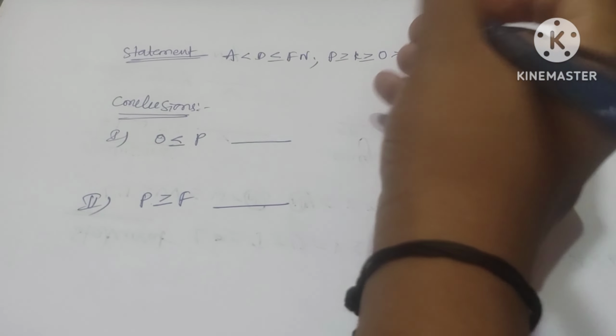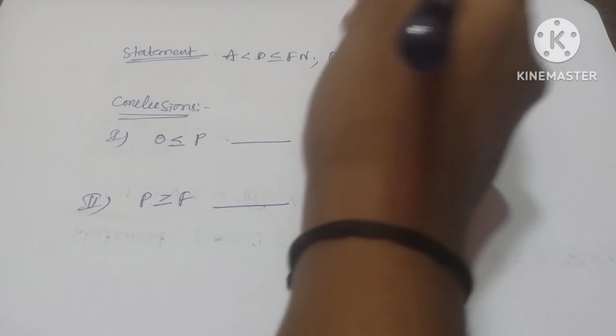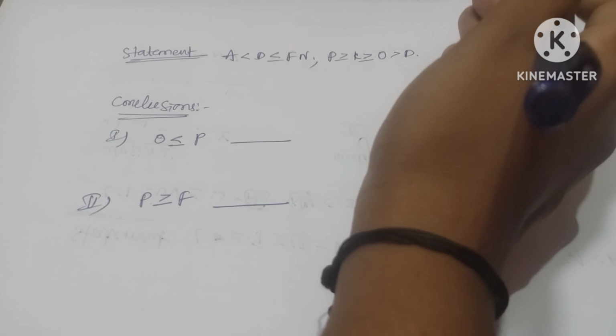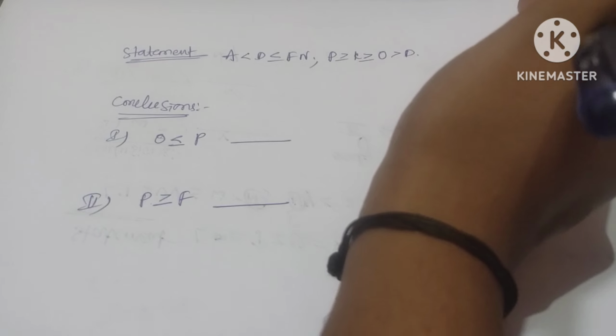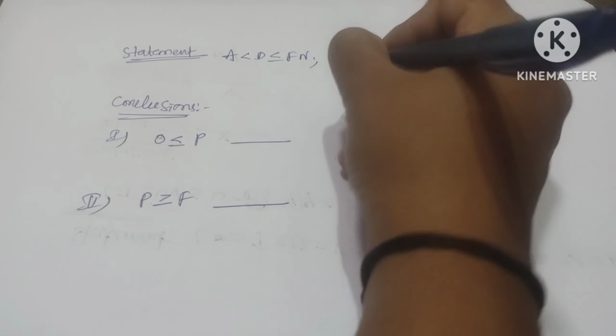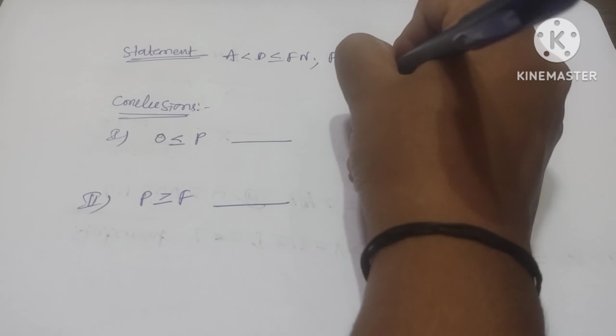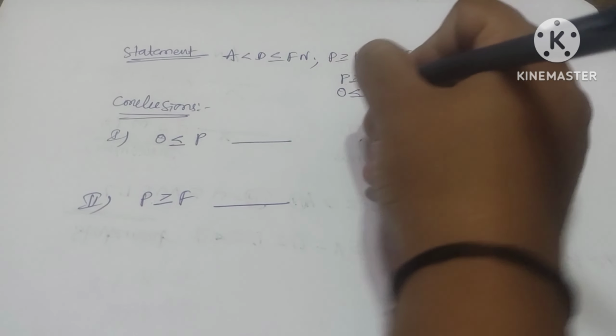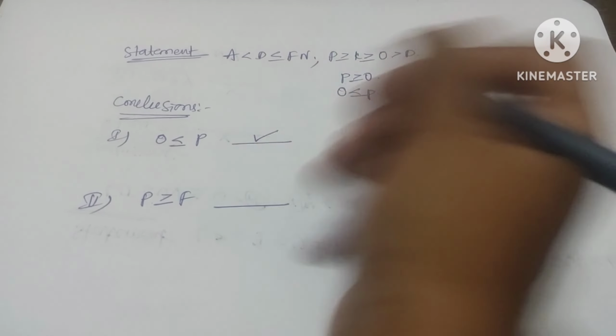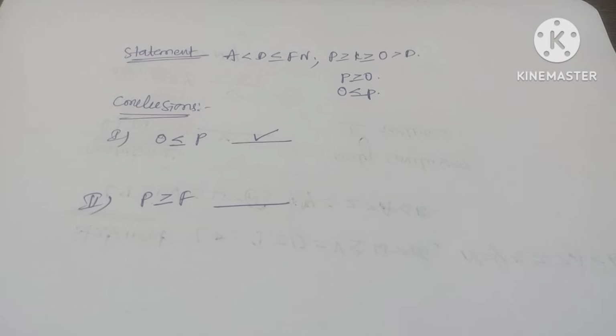Here O and P are in the same statement, so we have to solve this conclusion with the single statement only, right? Now P is greater than or equals to O here. If P is greater than or equals to O, it means O is less than or equals to P. So this conclusion follows, right?